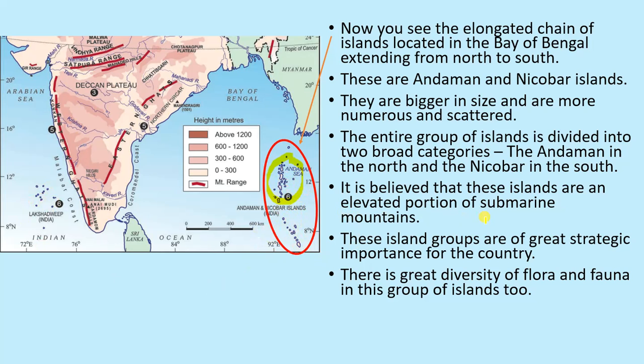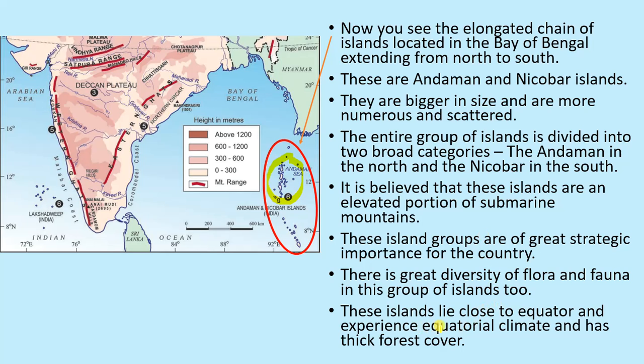These islands lie close to the equator, as here you can see 8-degree latitude is shown. So you can think how near these islands are to the equator. They experience equatorial climate and have thick forest cover. So thick forest cover and equatorial climate is found in these islands.